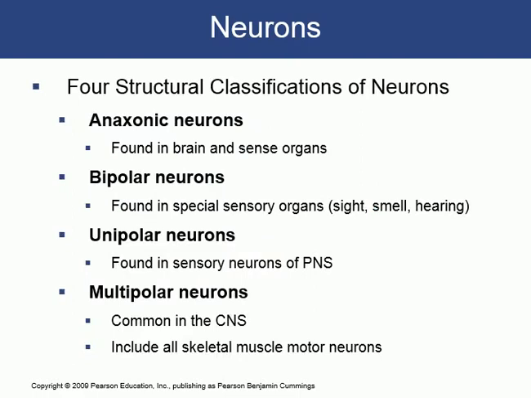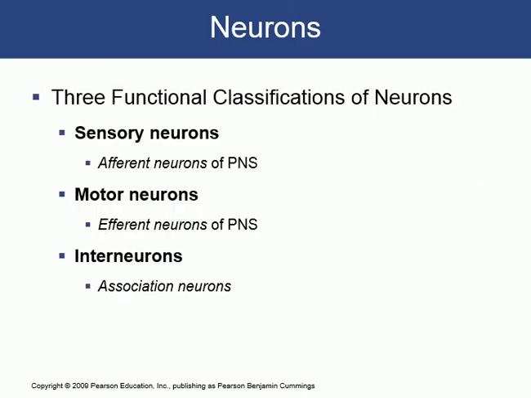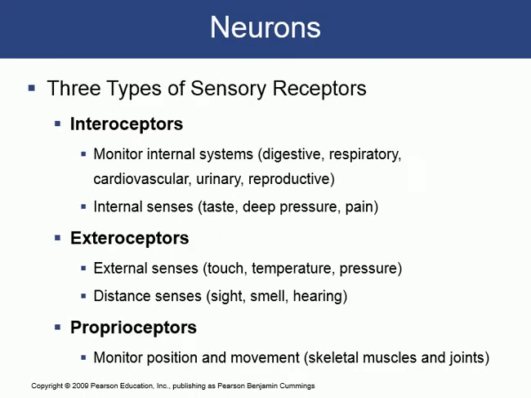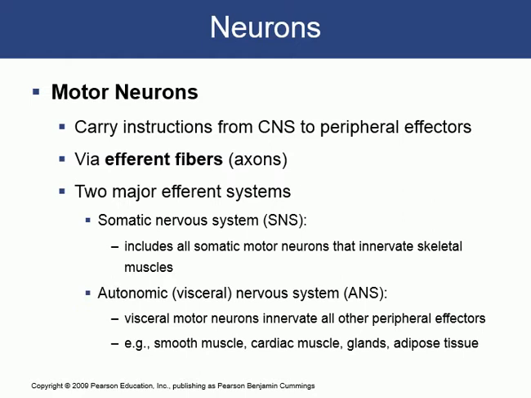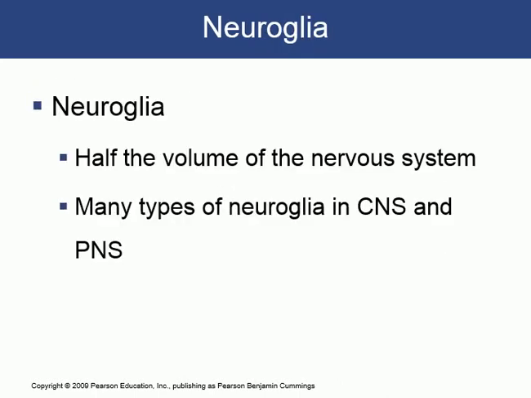These are the different types, and this is the slide that I was talking about. Very important. You have to know which is anaxonic, bipolar, unipolar, and multipolar, and where is the location of each one of those. Okay? Okay, receptors are important. We need to know the receptors: interoceptors, exteroceptors, inside, outside, and position.